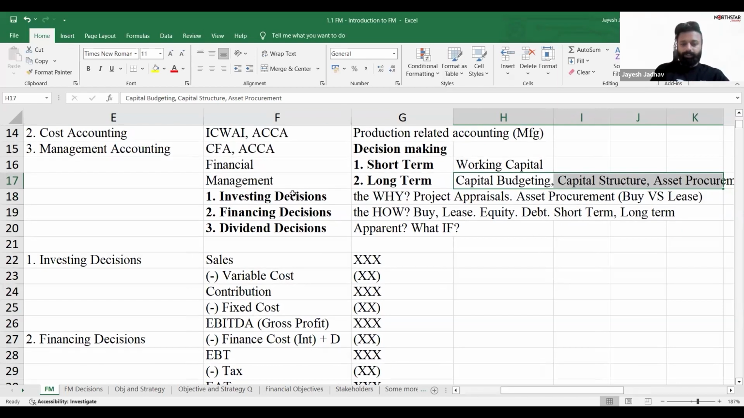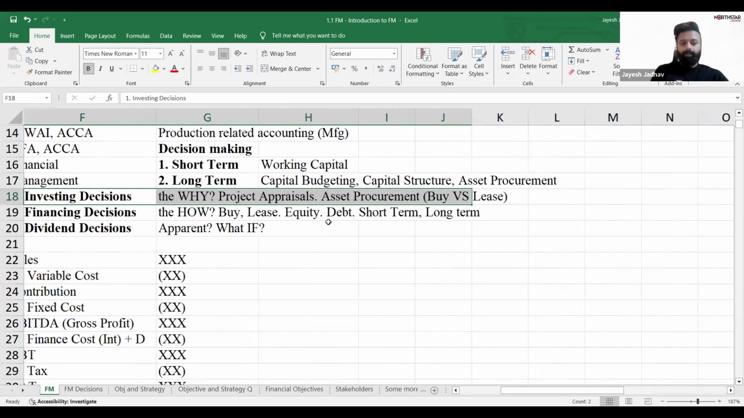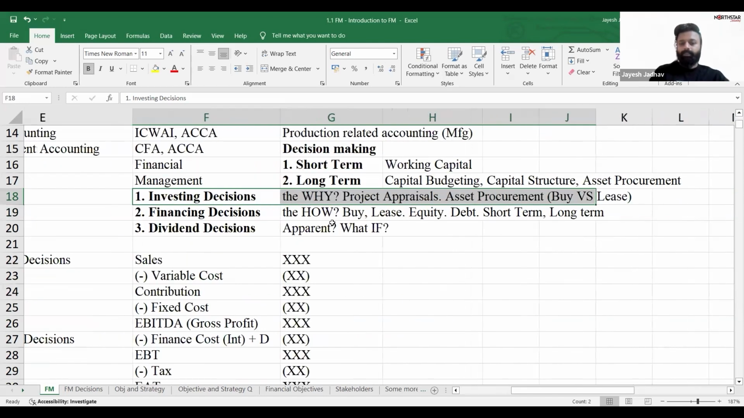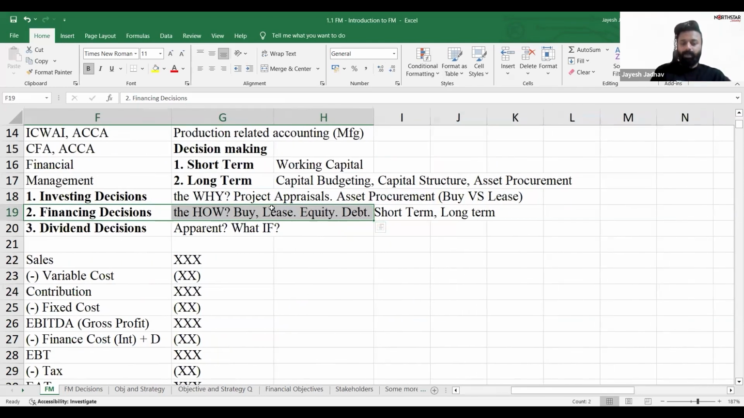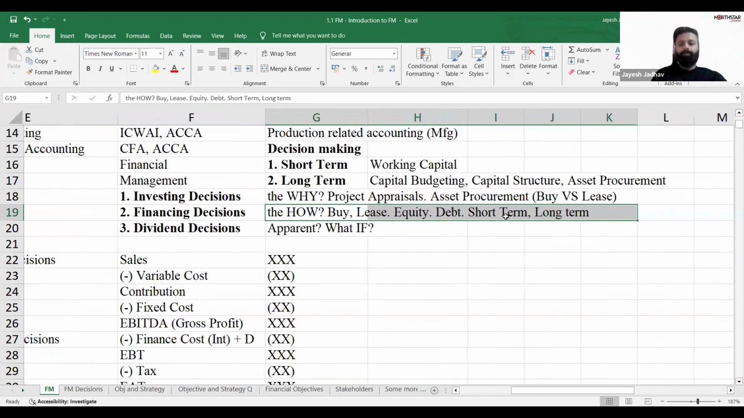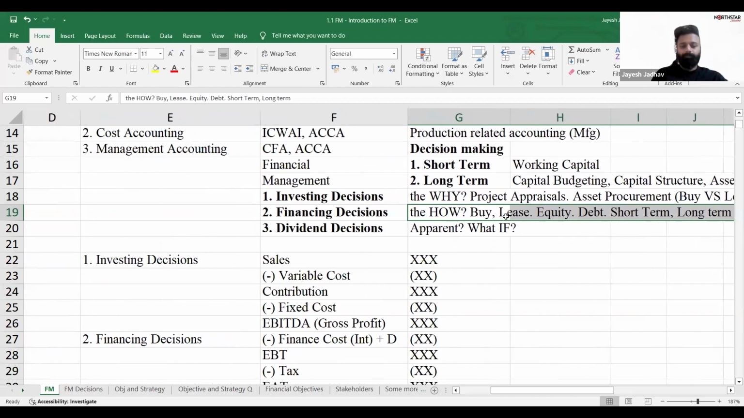Under investing decisions, the syllabus will majorly cover the why. So why are project appraisals done? Financing decisions will give us the how. So how do I go ahead and raise finance? Equity, debt, short term, long term. How do I do it? And finally, dividend decisions will answer what if. If I declare dividend, what would be my retained earnings? If I don't declare a dividend, how does it impact me? What will the shareholders think?